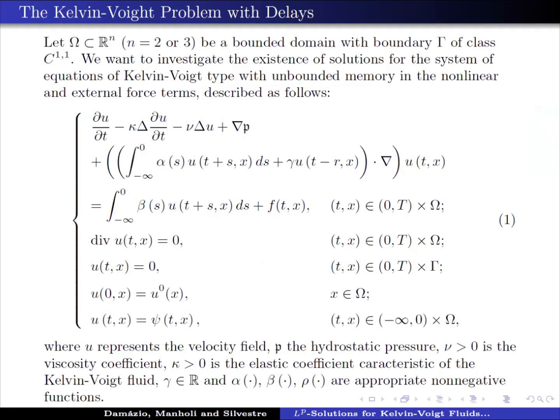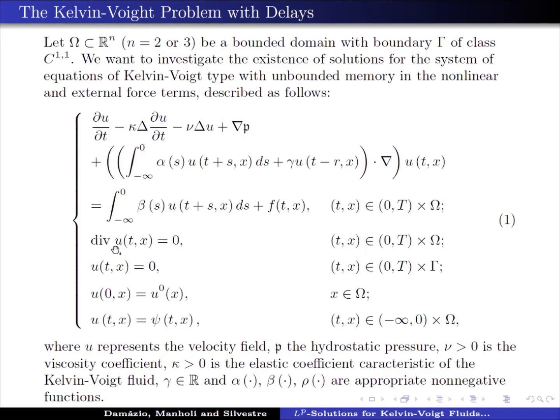Okay, the situation is this. The Kelvin-Voigt fluids are in a way a regularization of the Navier-Stokes model, okay? So here in the momentum equation, we have this term which regularizes the Navier-Stokes equation. Here our unknowns are the velocity U and the pressure P, right? In the nonlinear terms, we consider delays, okay? And we also consider delays in the external force. Here we have a part of the force which has no delay, but here we have another part with delay.